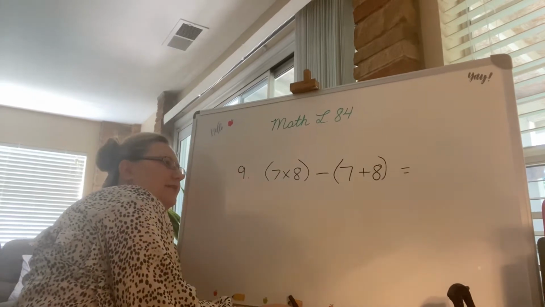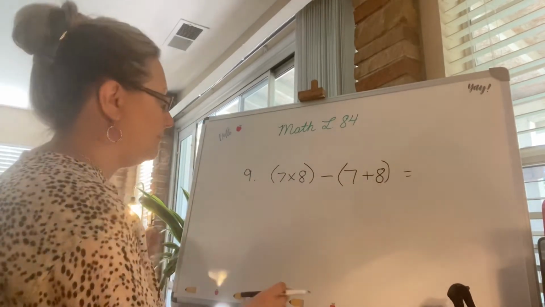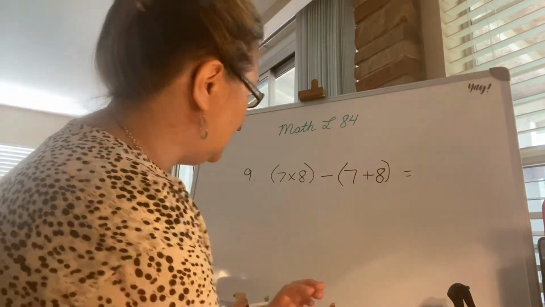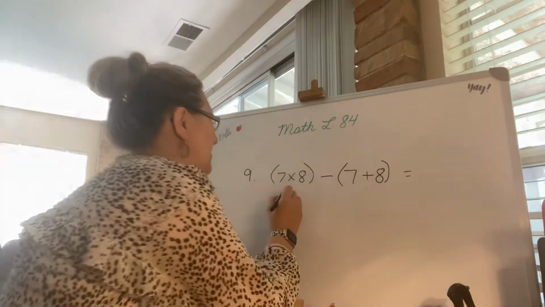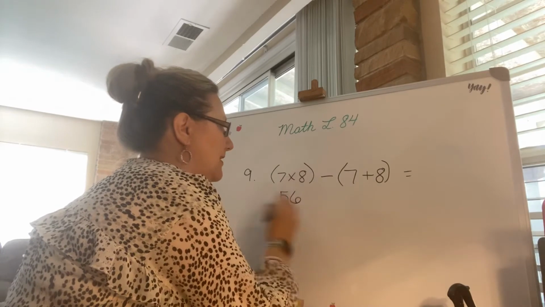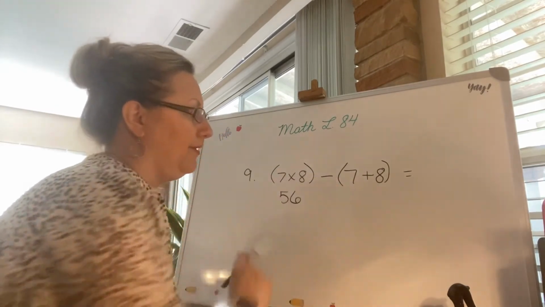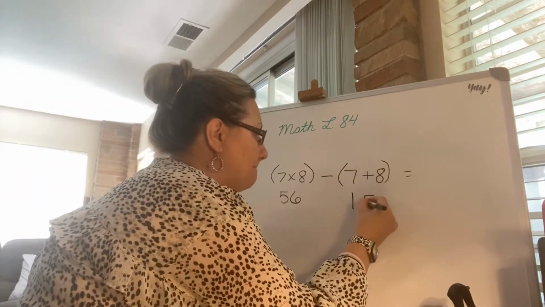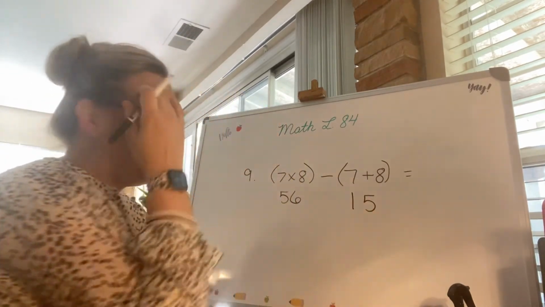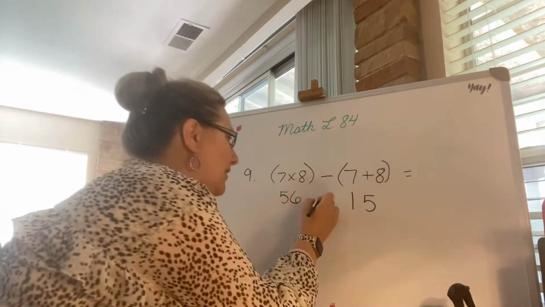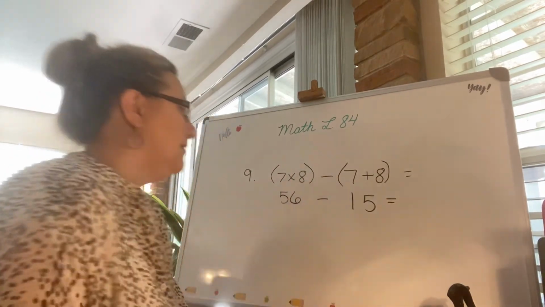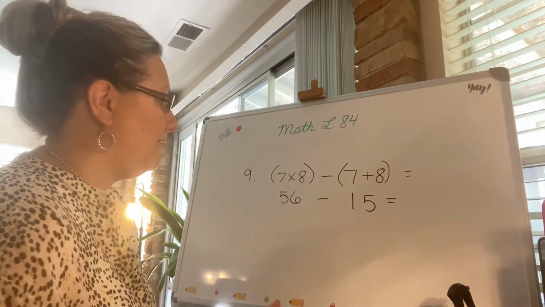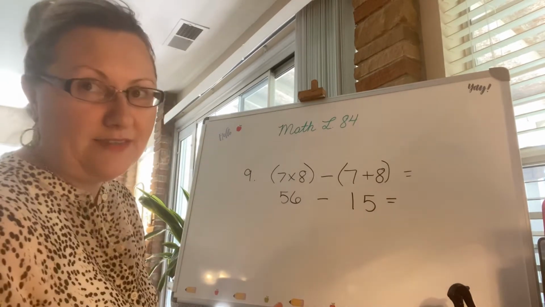Okay, let's see, 1 second, let me adjust this board a little bit. So 7 times 8, we'll do the first parentheses, that gets to go first. We know 7 times 8 is 56. Okay, then the other parentheses, well, we know 7 plus 8 is 15. I'll leave the parentheses out, I don't need that anymore. I will bring down the subtraction sign and the equal sign. So now I have this problem that is 56 minus 15.